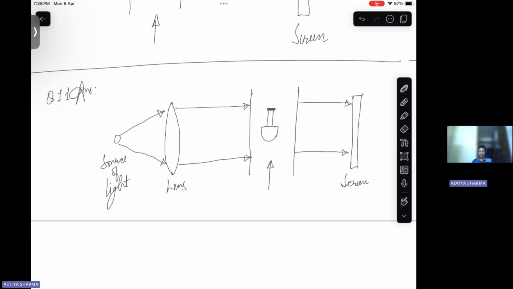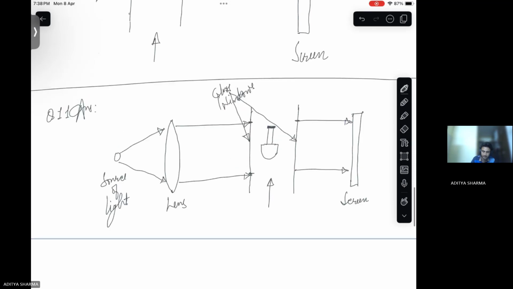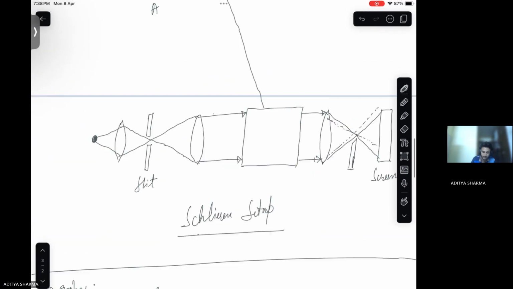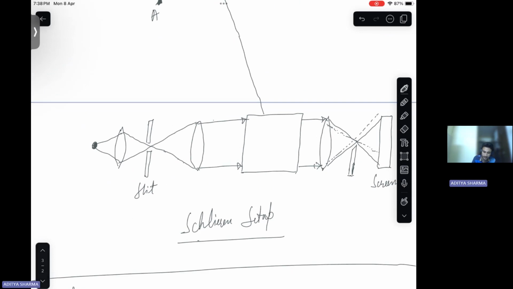So in that case, obviously this section is a glass window, right? This is also a glass window. These are glass windows. In the above setup also, these are glass windows, right? Only then light will pass through it.